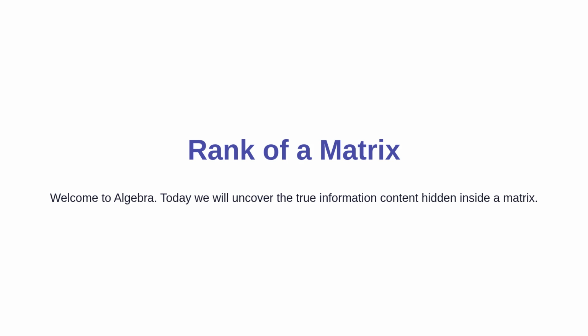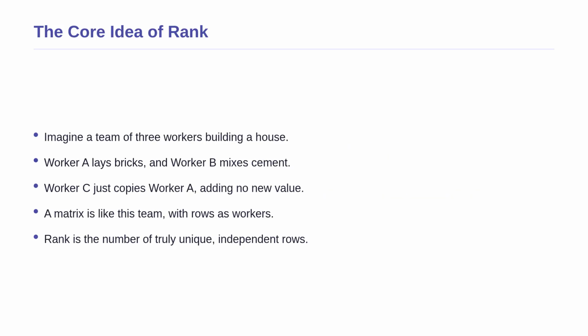Let us dive in. To understand what rank is, imagine you are managing a construction team of 3 workers. Worker A lays bricks and worker B mixes cement. But worker C just watches worker A and copies exactly what he does. Even though you are paying 3 people, you only have 2 independent workers doing unique jobs.